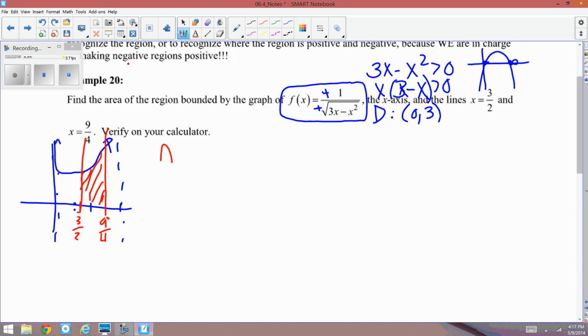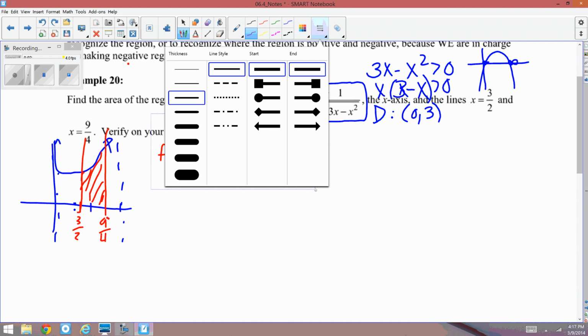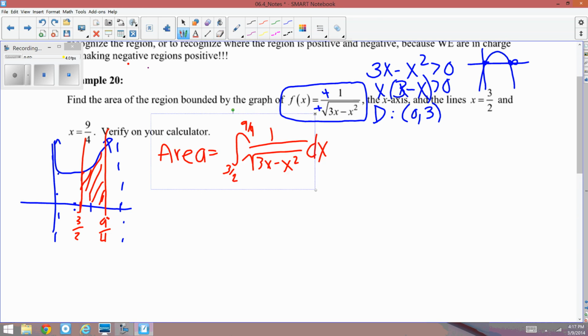So now I can just do this. Area equals the integral from 3/2 to 9/4 of this function, 1 over the square root of 3x minus x squared dx. This doesn't look like something that I can do right now. So this is where what I said earlier, the completing the square part, comes in. I'm going to rewrite this as this. I'm leaving space because I know I'm going to have to do something to it.